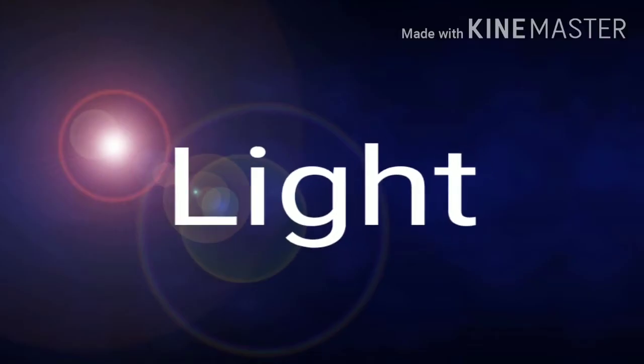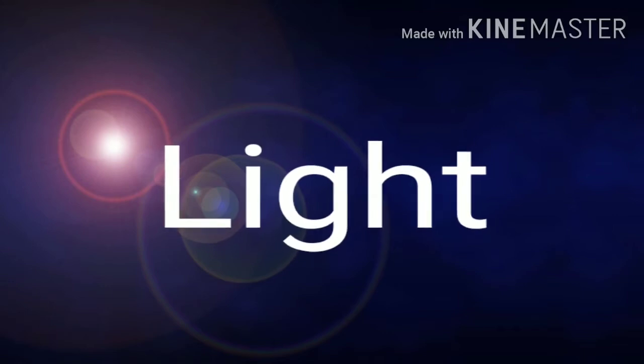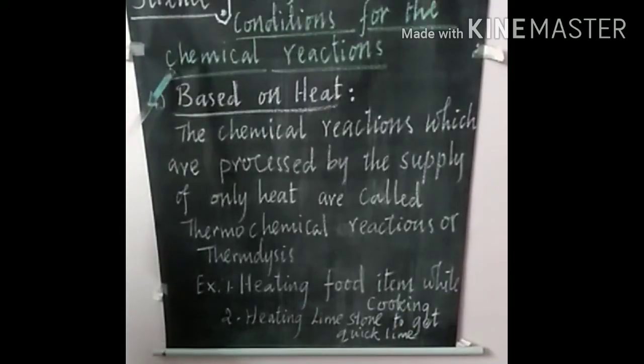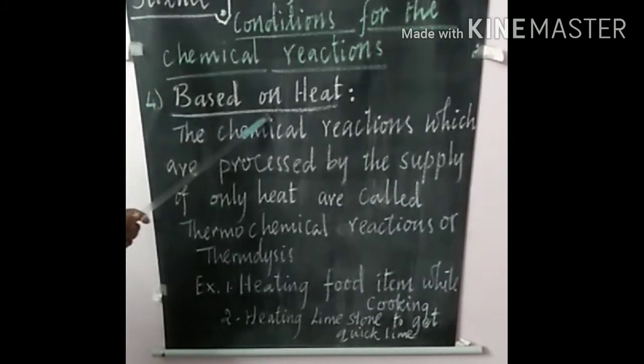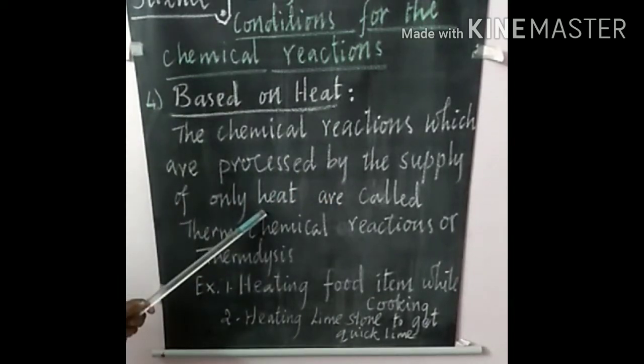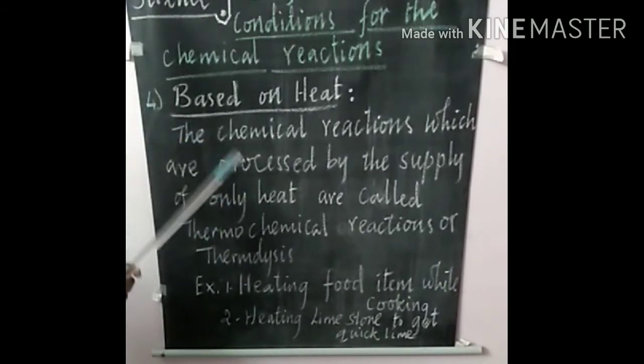and light, then with catalyst. Chemical reactions which are based on heat. What does this mean? The chemical reactions which are processed by the supply of only heat are called thermochemical reactions or thermolysis, because these reactions are processed only by heating.